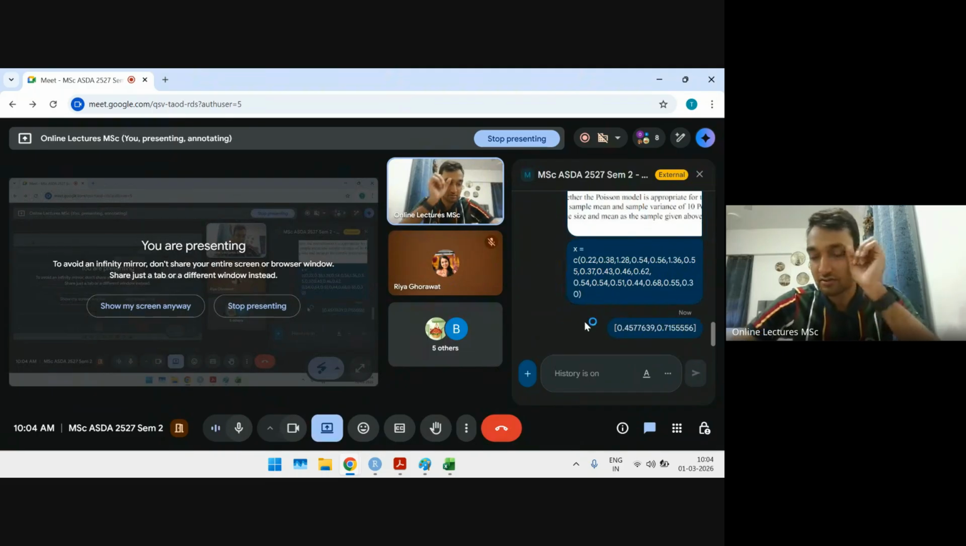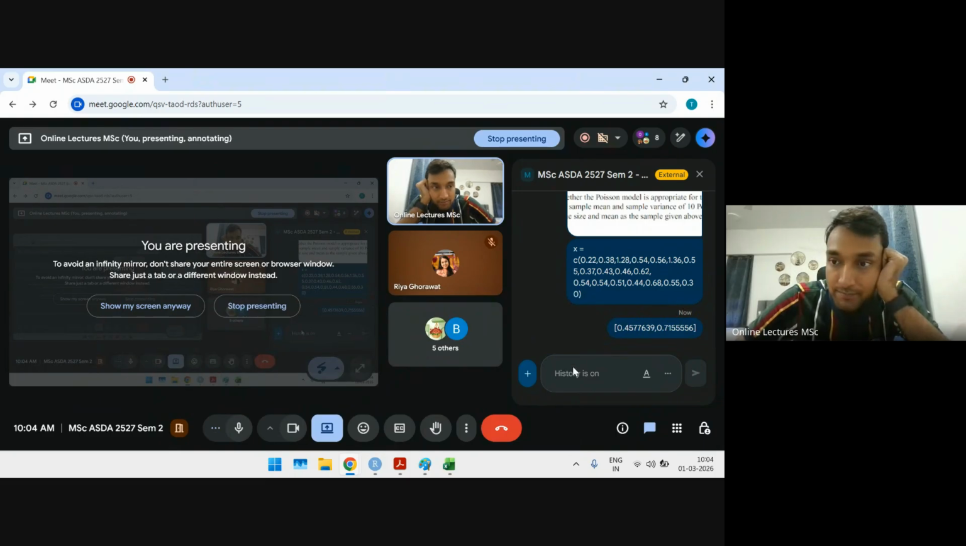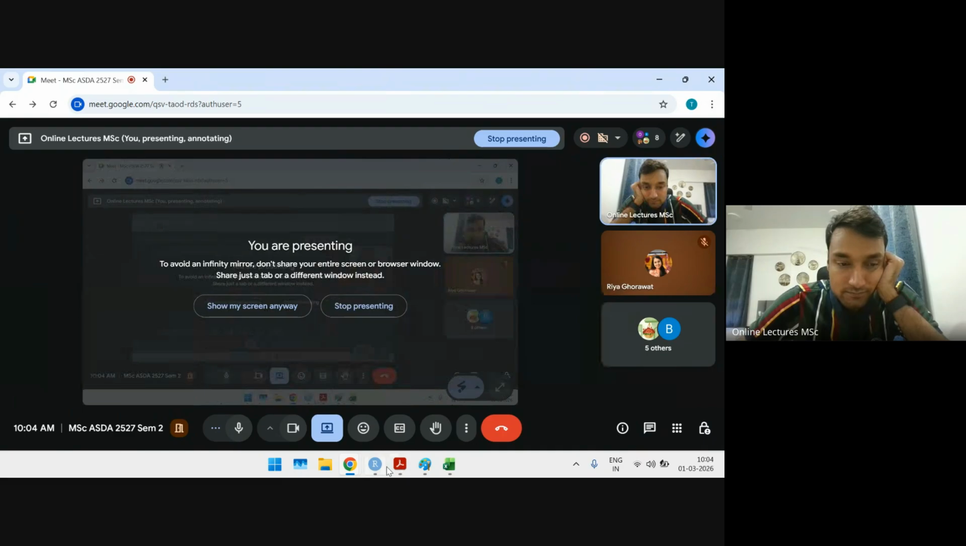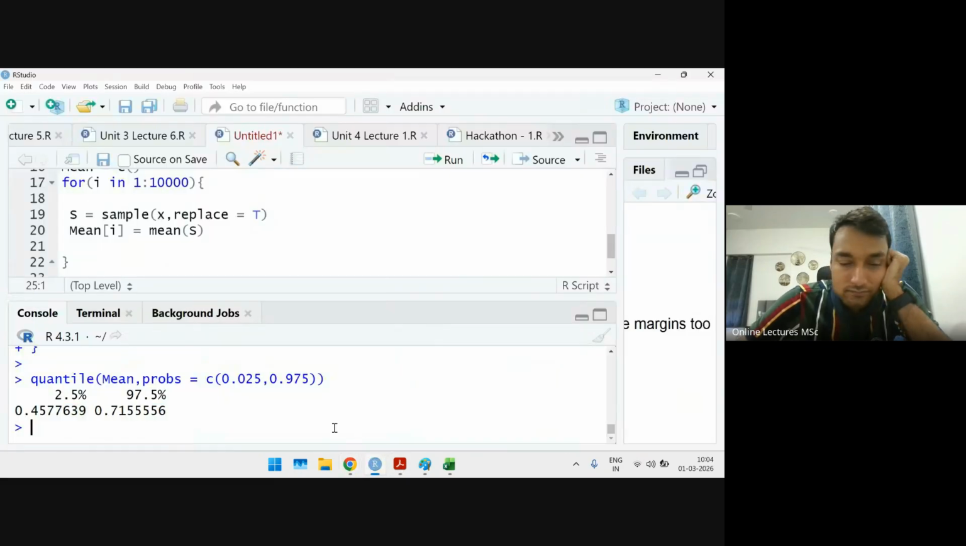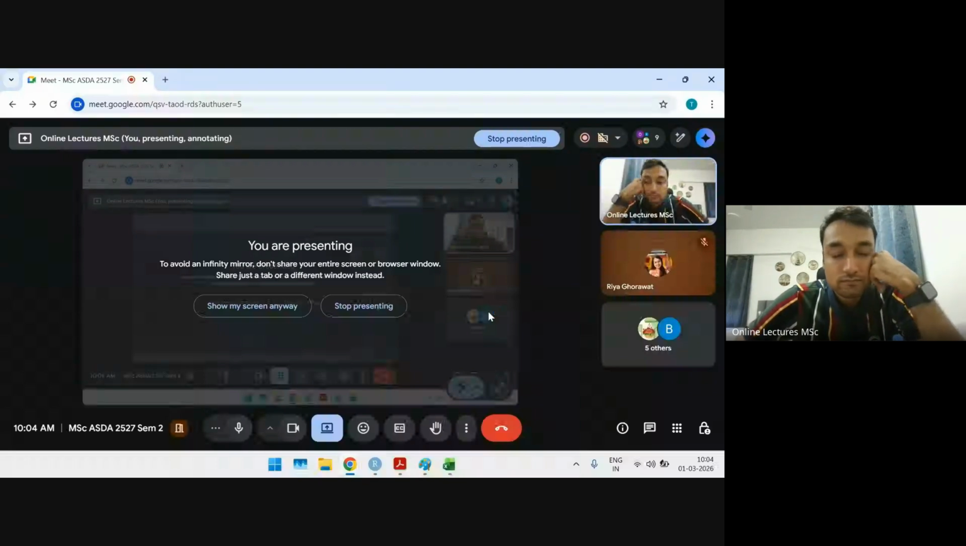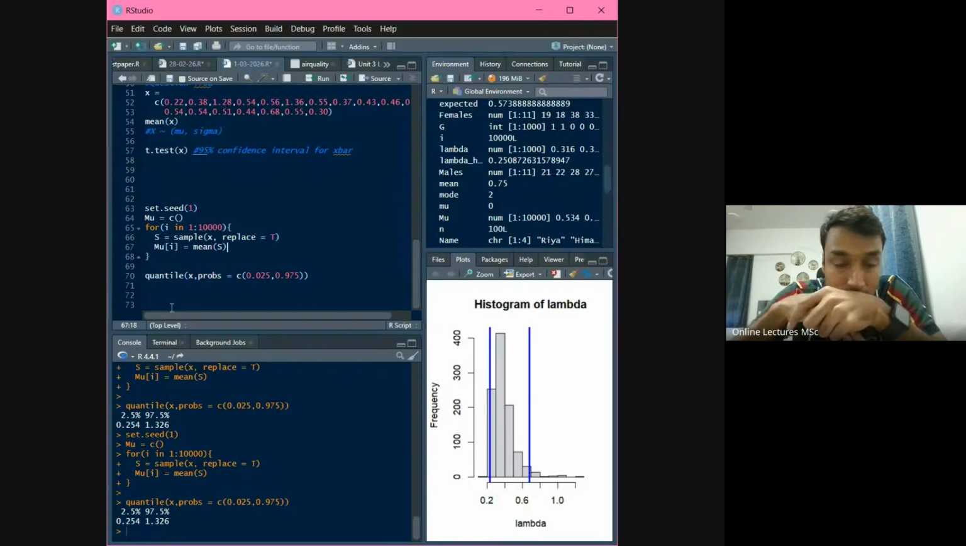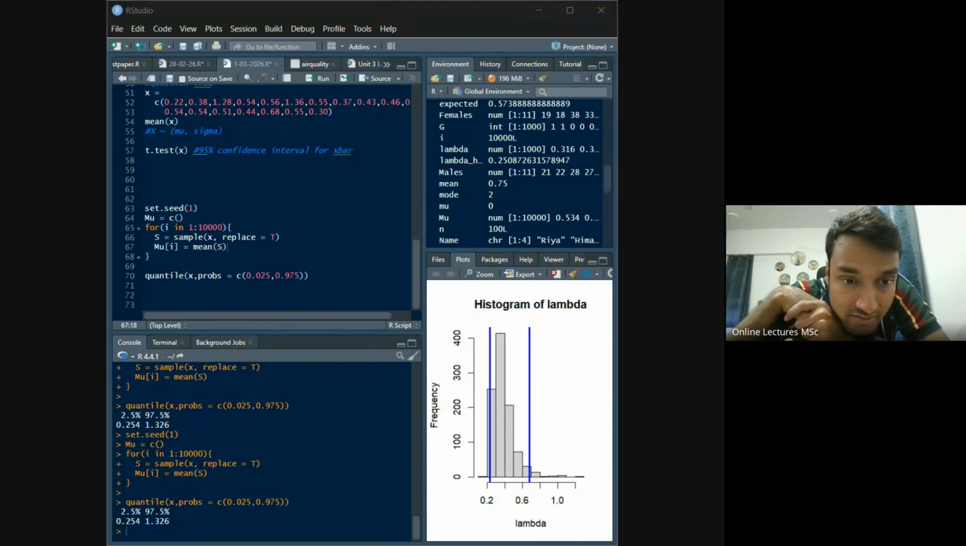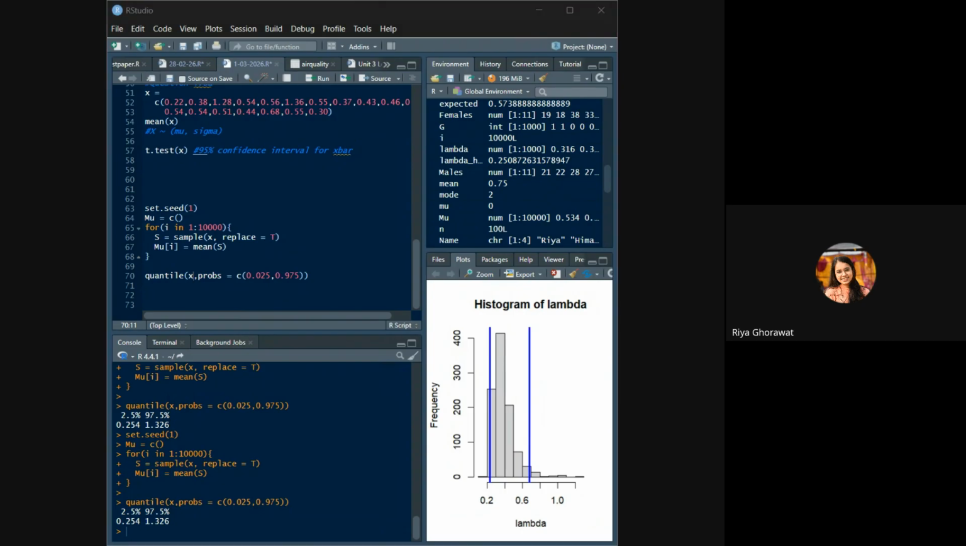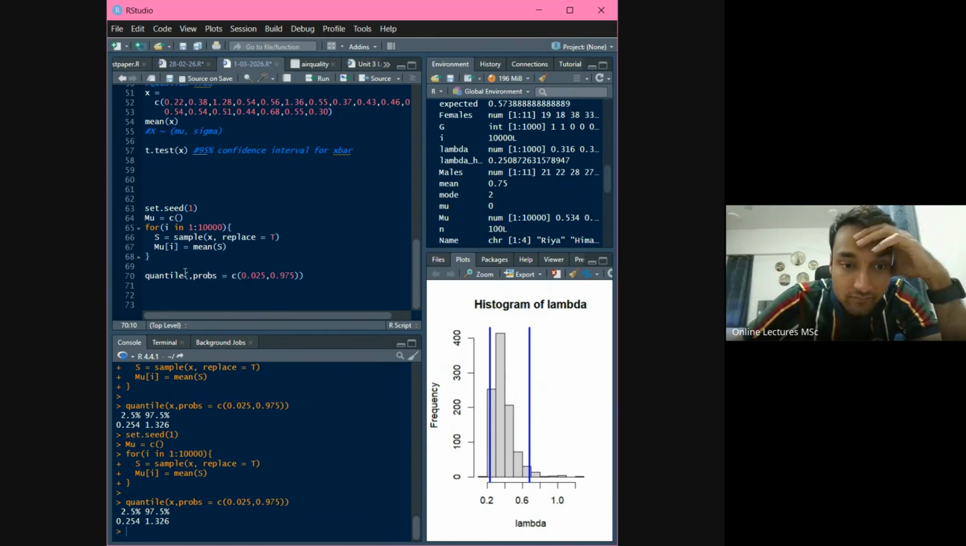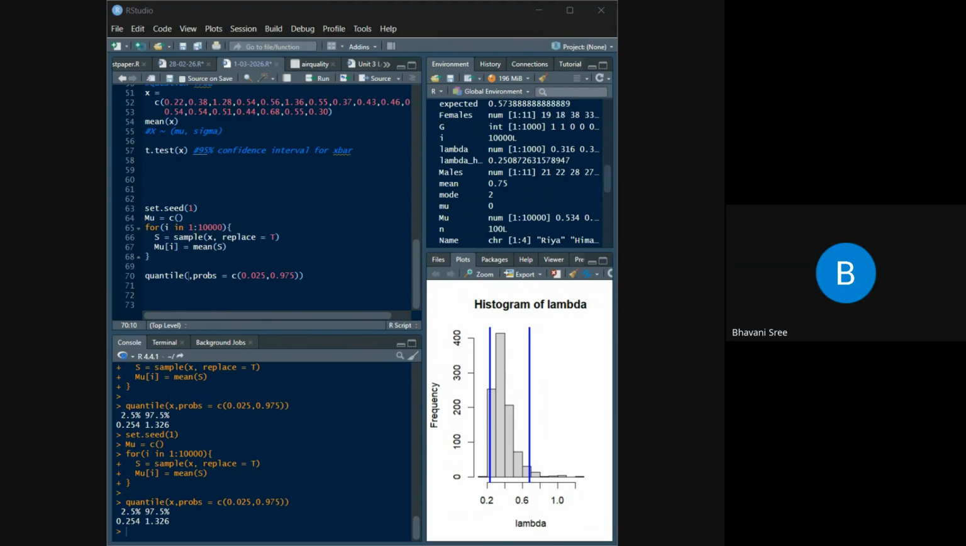Ria, go ahead, you can share your screen. Seed 1, 10,000 samples of X, mean of S, putting it into mu. See, you took quantile of X. You have to take quantile of mu. Okay, great. Others?